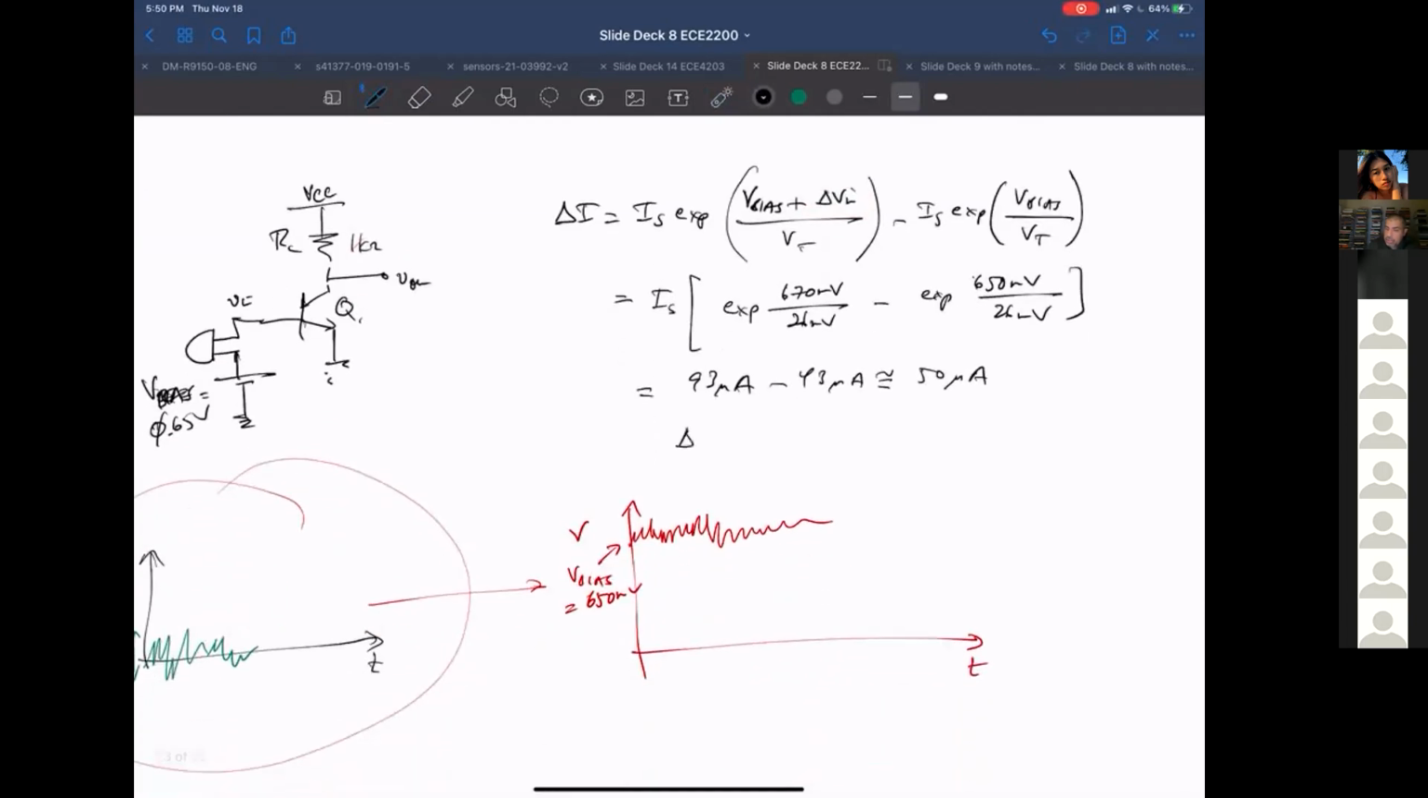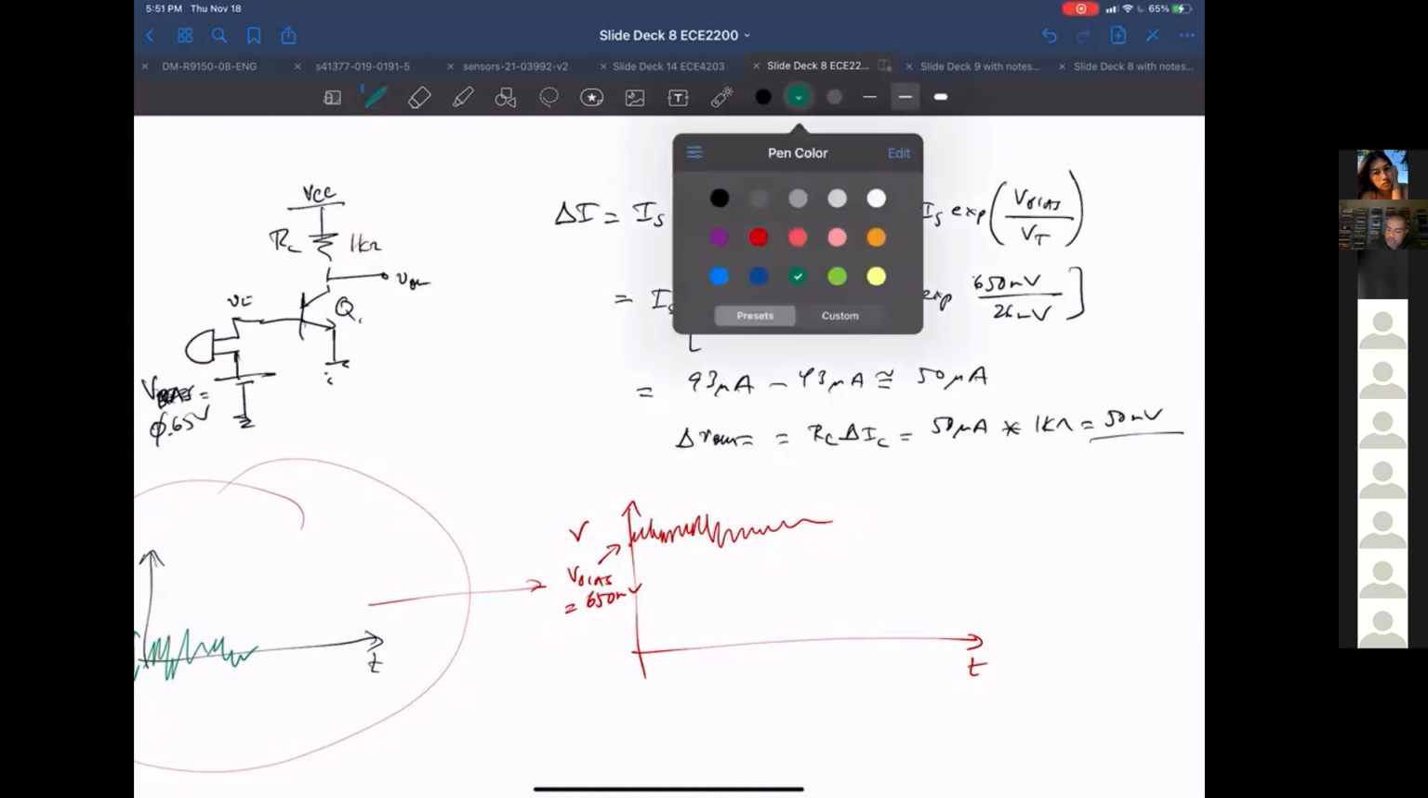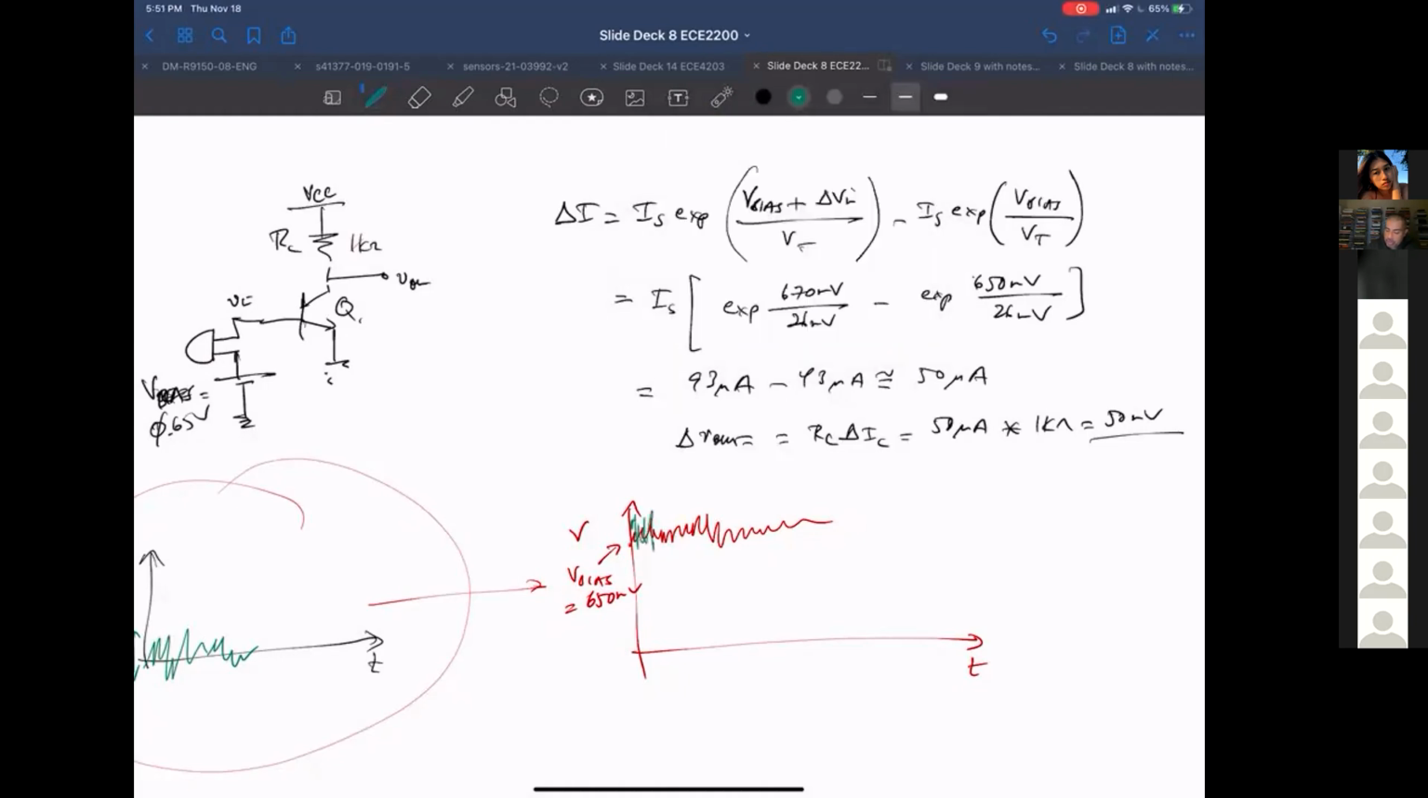So my delta V out, again being R sub C delta I sub C, is 50 microamp times 1 kilo ohm, which is equal to 50 millivolts. Okay, so if I bias it at 650 millivolts and put in a 20 millivolt signal, I'm going to get something that's about 2.5 times bigger. So the output's going to look like that. So at least it's gained up.